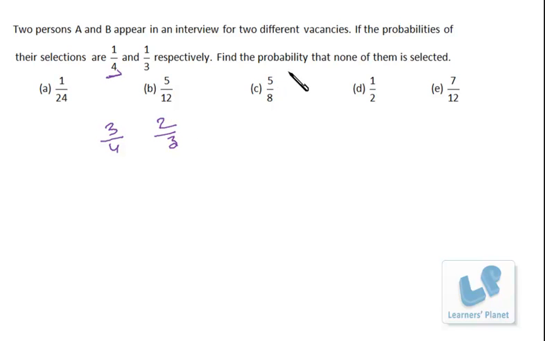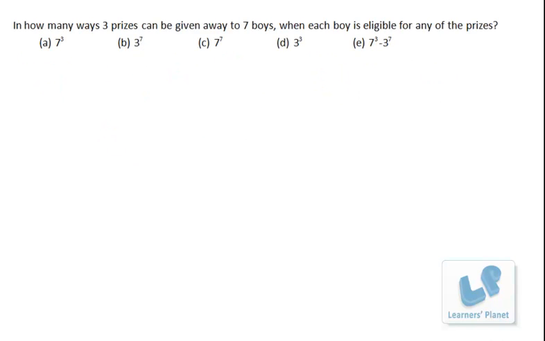Now we want none of them to be selected. That means both the events are happening simultaneously. That means this event and this event. Okay, so you just multiply them. Whenever we are using "and" in probability cases, you just have to place a sign of multiplication between the two events. That means both the events are happening simultaneously. So it's 1/2. Okay, I hope you are clear. The problem can be done even mentally.